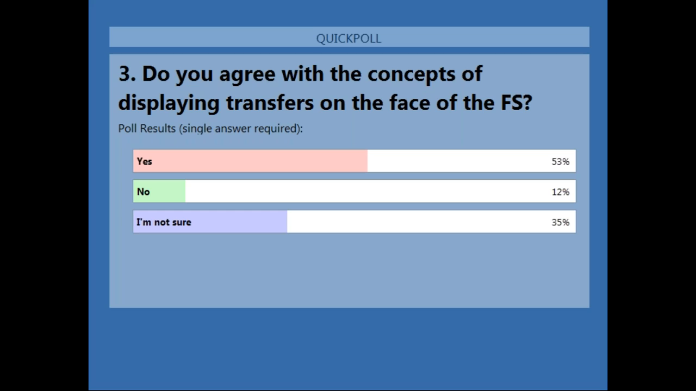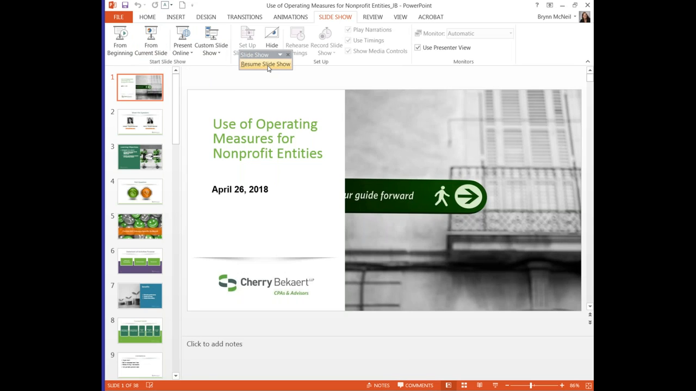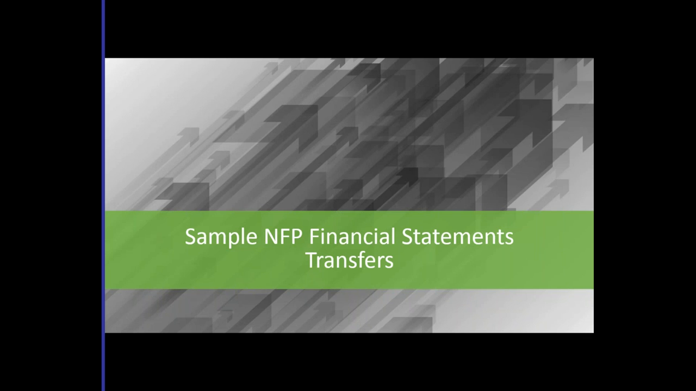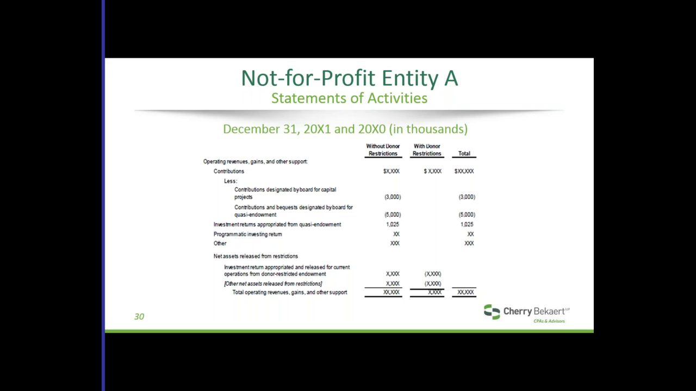All right, Chrissy, if you want to go ahead and close that poll, we will continue on, and maybe we can walk through some sample statements of what these transfers would look like and how that would be presented on the statement of activities, so folks can have a visual idea of what these transfers would look like. Yes, I think the example is a really great visual and illustrates what they're talking about a little bit more clearly.